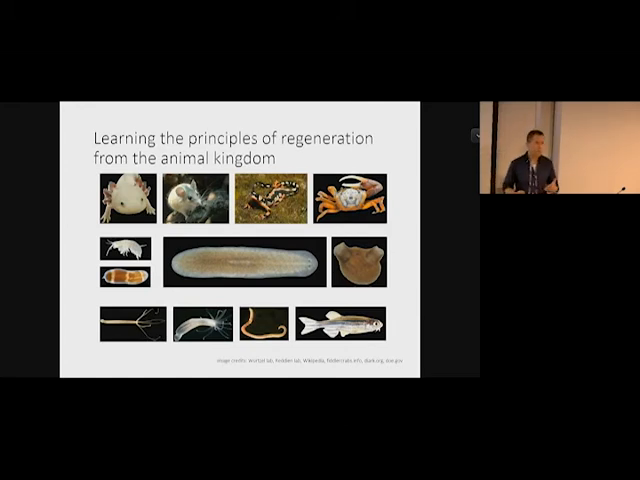Axolotls are well-known vertebrate model organisms for studying regeneration. They can regrow their limbs, certain parts of their CNS, and other parts of their body, but they are not able to regenerate their entire body. Here in cnidarians, they can regenerate any missing body parts. So those are examples of animals that can do whole body regeneration.